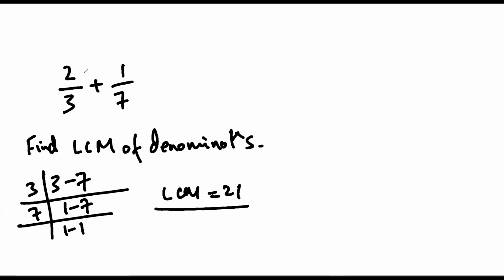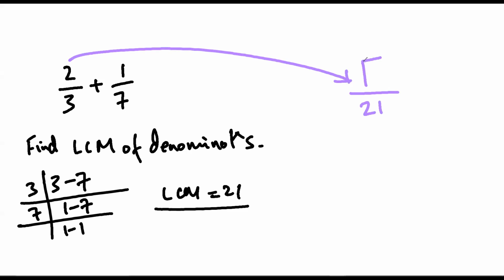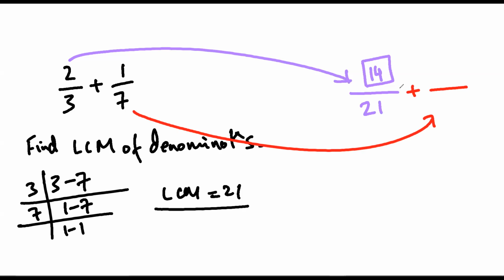Then I should write 2 by 3 in its equivalent fraction, where the denominator is 21. So what should I write in the numerator? 14. 14. Perfect. I should write 1 by 7. I should make the denominator as 21. So what will be the numerator? 3. See, 3.